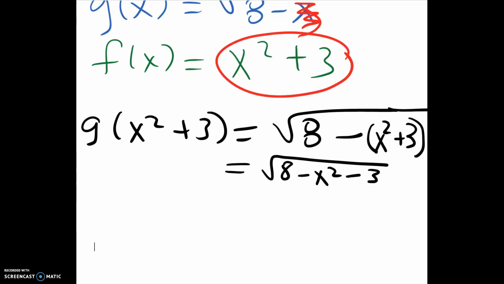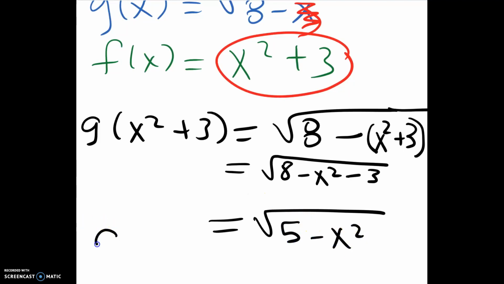Okay. So now, we need to go ahead and simplify. That's where I was. So 8 minus 3 is 5. So g of f of x equals the square root of 5 minus x squared. Now we need to determine the domain of g of f of x.